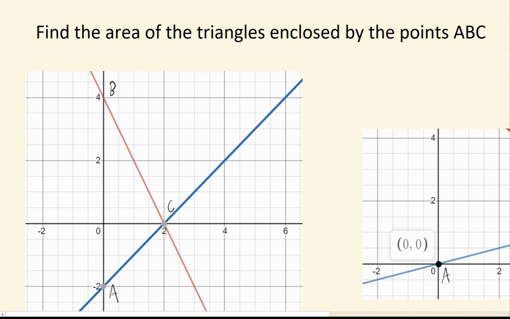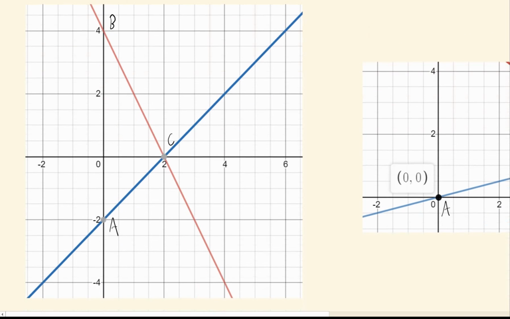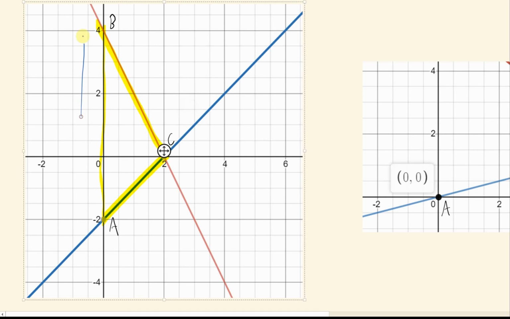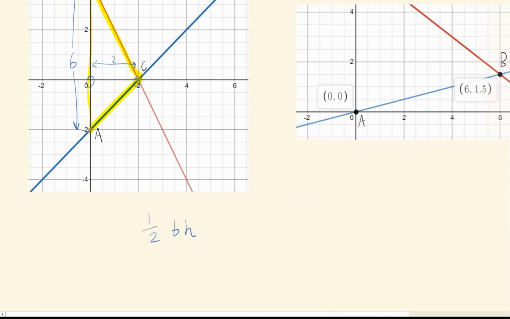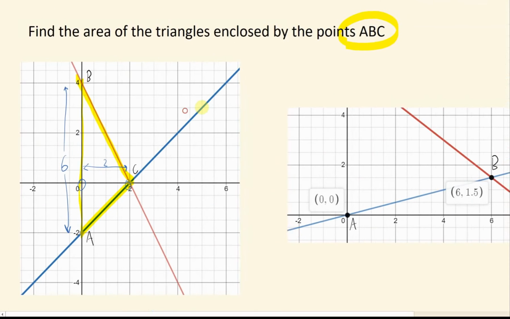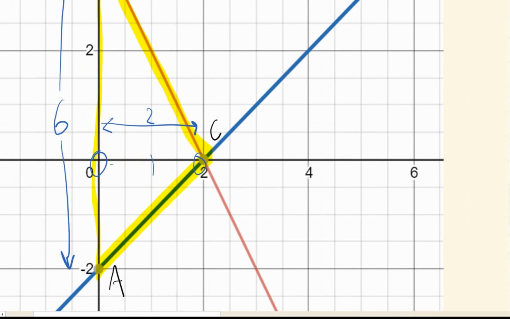So for each of these questions we want the triangle enclosed by the points A, B, C. So that gives me this triangle here. And if I use the triangle on its side, I can work out its base, which is going to be from -2 to 4, which is 6. And its height, we can see, is from 0 to 2, which is going to be 2. So plugging that into my formula, we've got a half times 6 times 2, which just gives an area of 6. For these questions, unless you're told otherwise, there are no units to go with this, because we don't know how long each length is going to be.